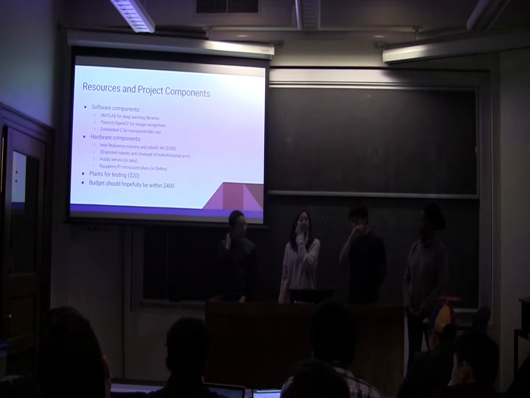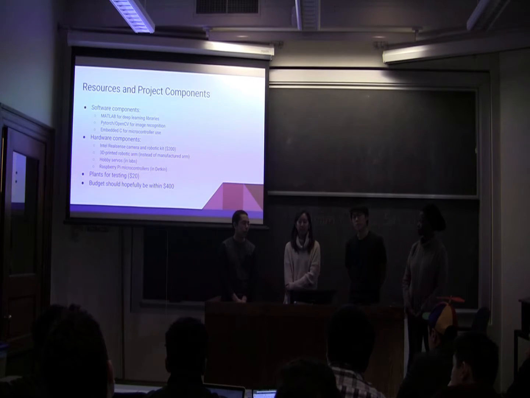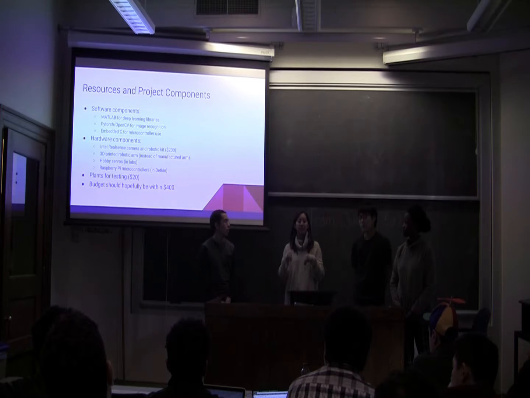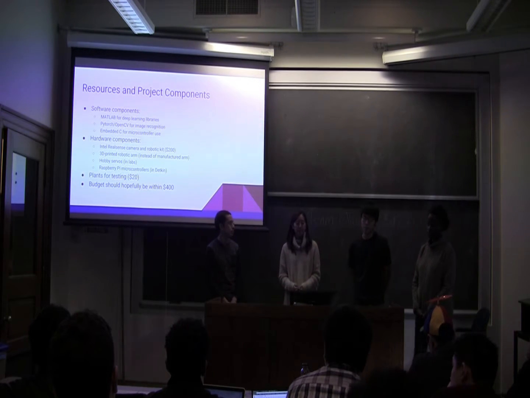And then from the hardware side, we're going to use an Intel RealSense camera. At least this is what Dr. Taylor has initially recommended to us, and that's a $200 stereo camera that has an RGB camera as well as a depth camera in order for us to map out objects in a 3D space.